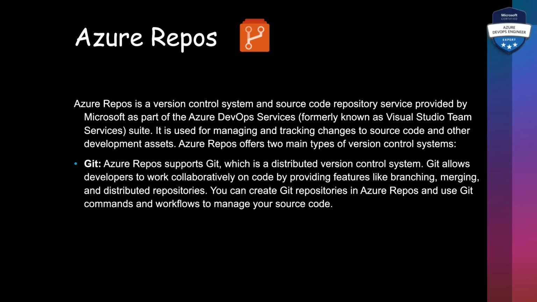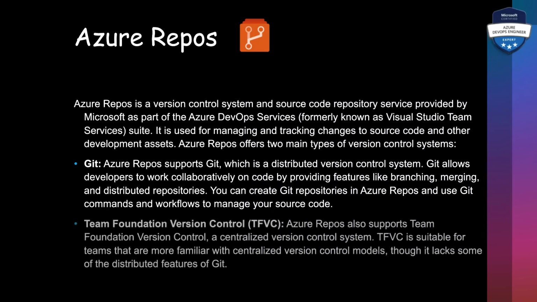First one is Git. Azure Repos supports Git, which is a distributed version control system. Git allows developers to work collaboratively on code by providing features like branching, merging, and distributed repositories. You can create Git repositories in Azure Repos and use Git commands and workflows to manage your source code.